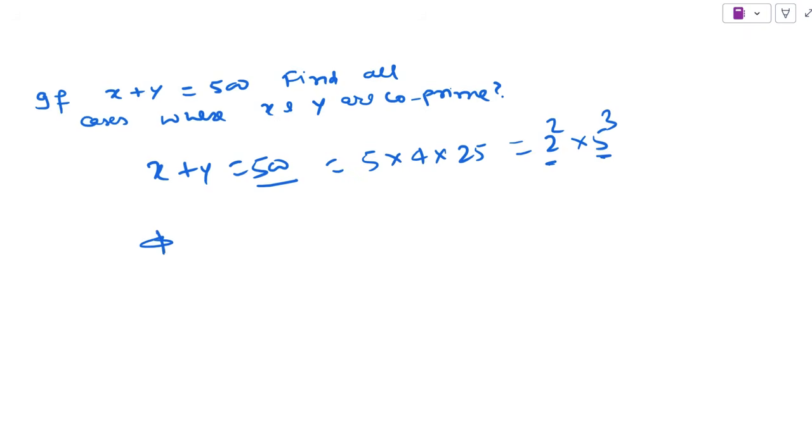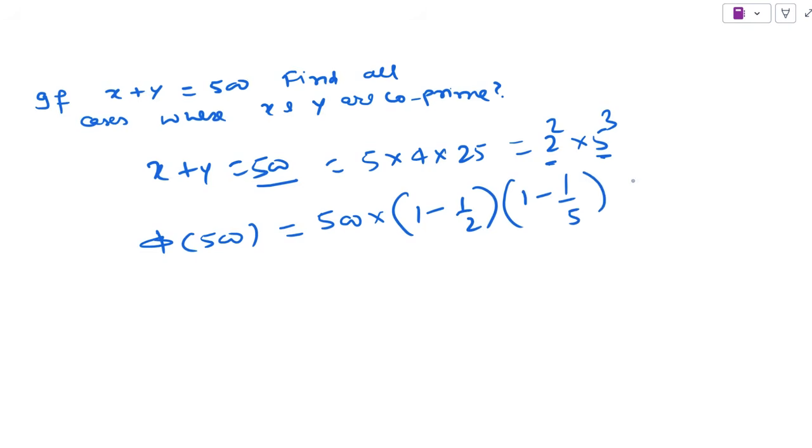So how much will the totient function of 500 be? 500 then into 1 minus 1 by P1. P1 is the first prime number used in the factors of 500. So 1 minus half and then 1 minus 1 by the second prime number used in the factorization of 500. So 1 minus 1 by 5. If I just find out, it is coming as half into 4 by 5. So this is 2 and this is 100.